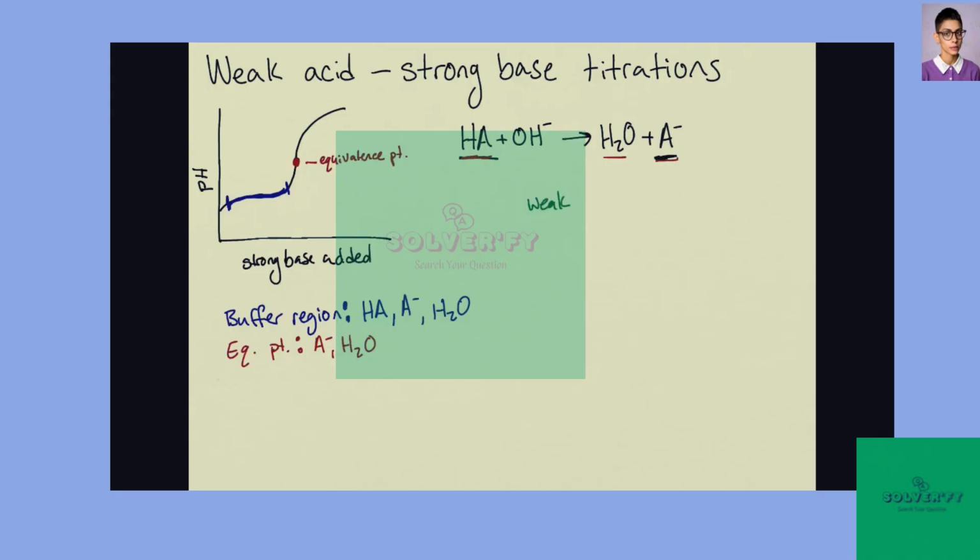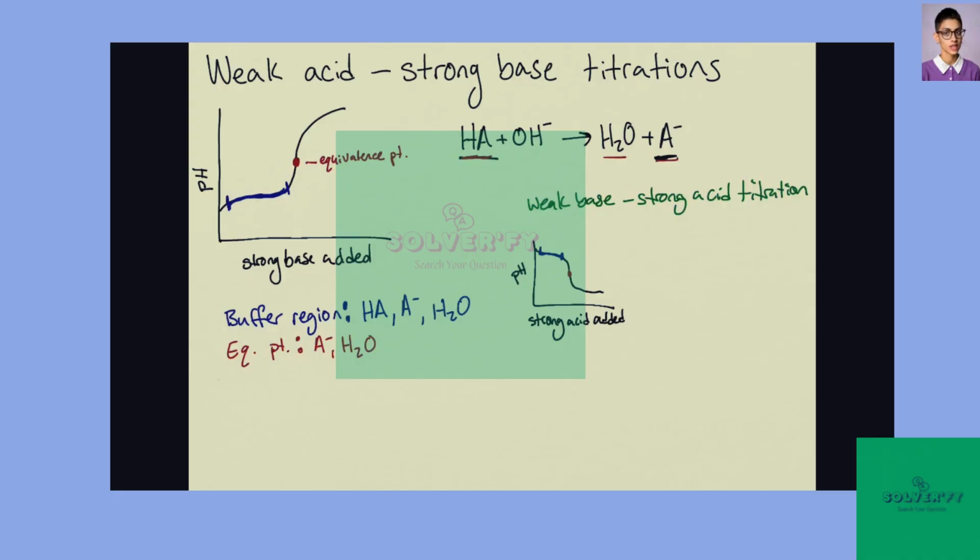In weak base, strong acid titrations, the titration curve will look similar, but sort of inverted. The pH will start high and decrease, as opposed to starting low and increasing. But the buffer region is still at the beginning, and the equivalence point is still in the middle.